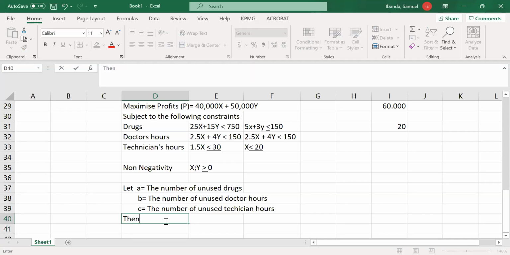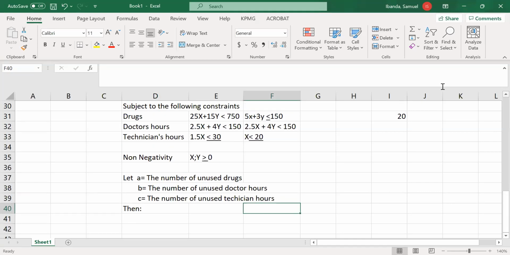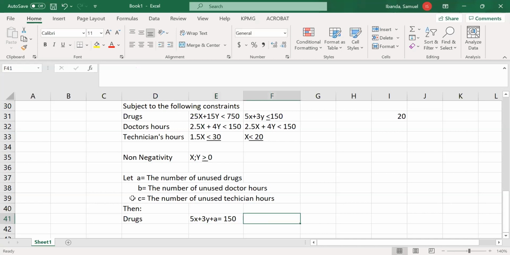functions are going to be like this. I want you to observe very critically. So whatever you have as doctor's hours, drugs, let's first start with the drugs. Your drugs will be this. Instead of us having this less or equal, we'll have a plus a equaling to 150. So 5x plus 3y plus a is equal to 150.